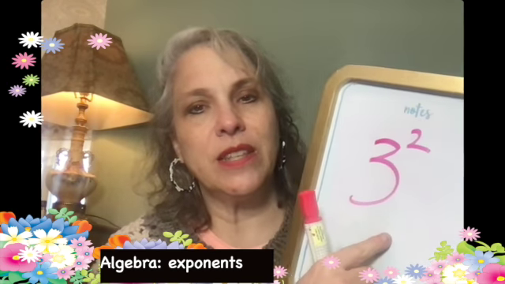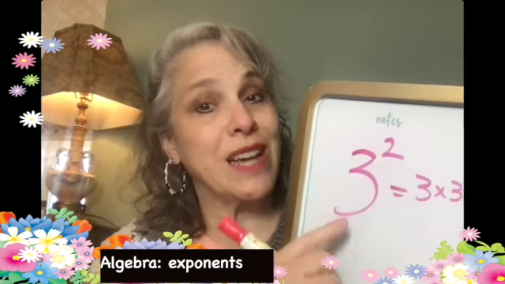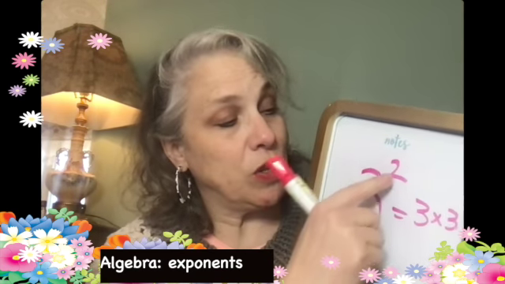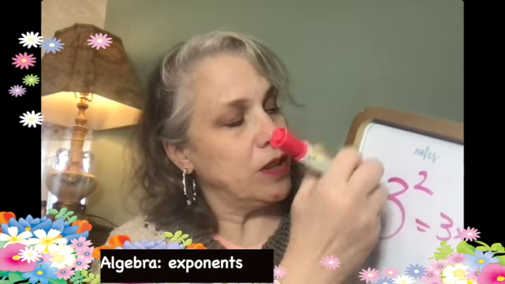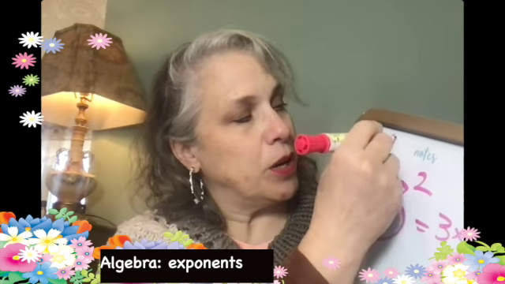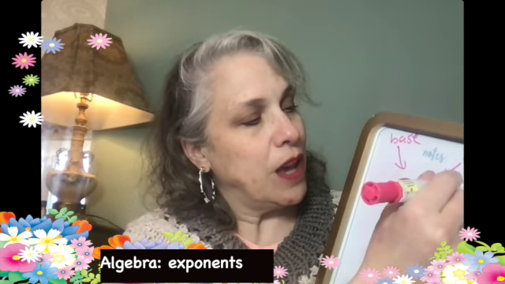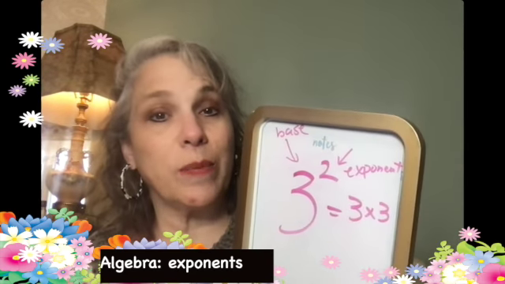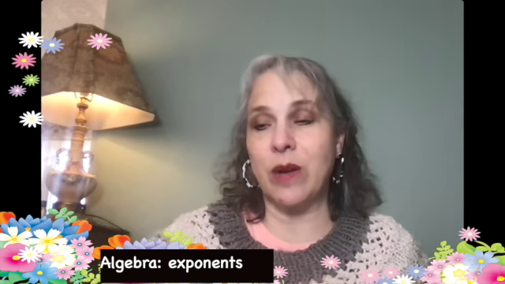Okay, that means 3 times 3. Not 3 times 2, but 3 times 3. So this answer, 3 squared, is equal to 9. Now, this is called the base number, and this is the exponent. Okay, there are some rules about combining like terms, so stay tuned as we talk about this.